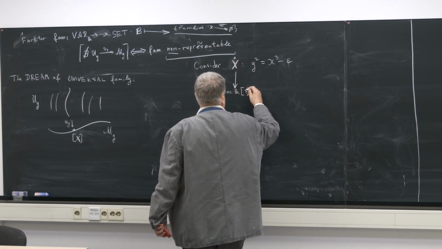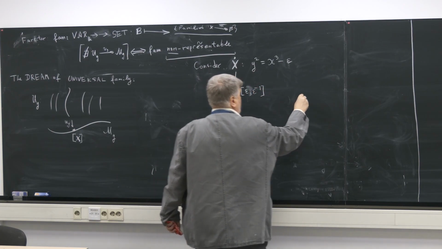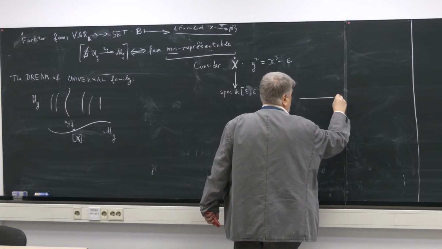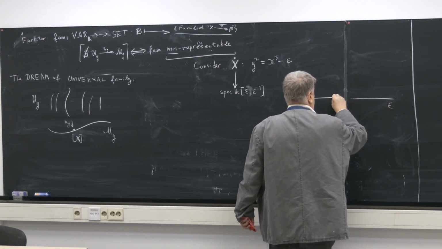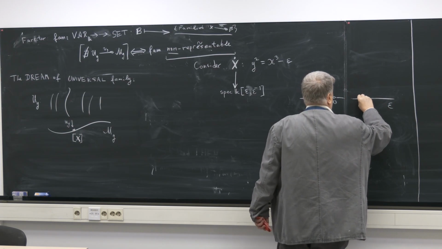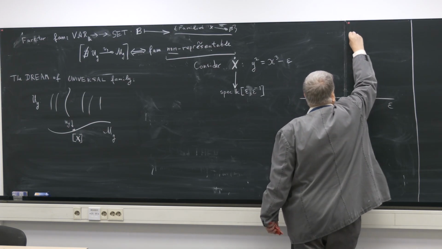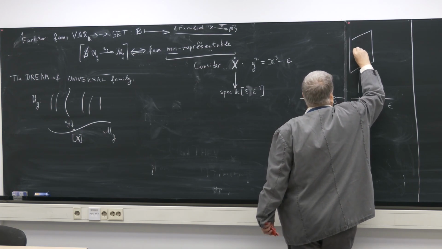Perhaps I better write it this way. Epsilon and epsilon inverse formally would mean that we have an epsilon line here with the zero punctured, and over every epsilon we have a curve defined by these equations.